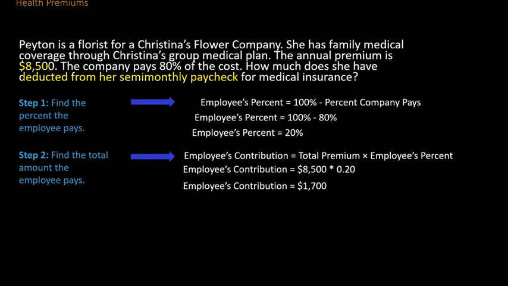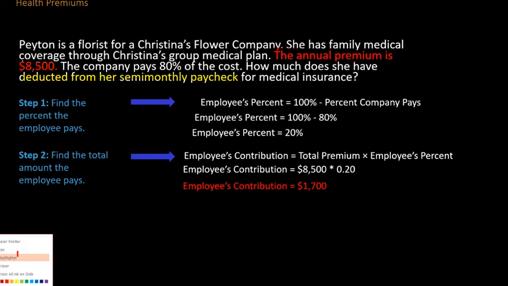$1,700. Now, this is the employee's annual contribution. This is what Peyton is paying per year, okay? This contribution is annual. Peyton is paying $1,700 per year. Remember, this number is 20% of $8,500, which is the annual premium, okay? So her portion that Peyton has to pay of the annual premium is $1,700.